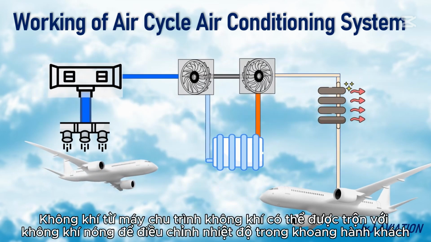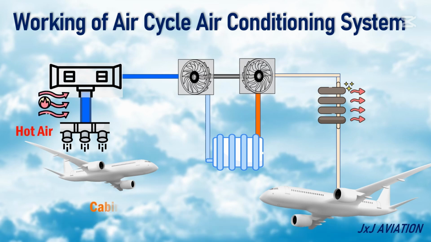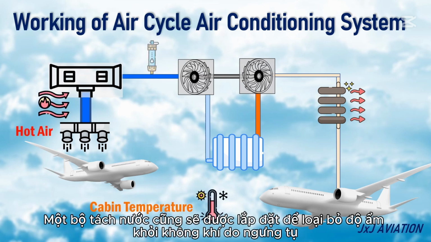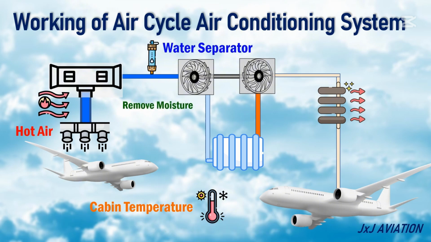The air from the air cycle machine may be mixed with hot air to adjust the cabin temperature. A water separator will also be installed to remove moisture from the air due to condensation effects.